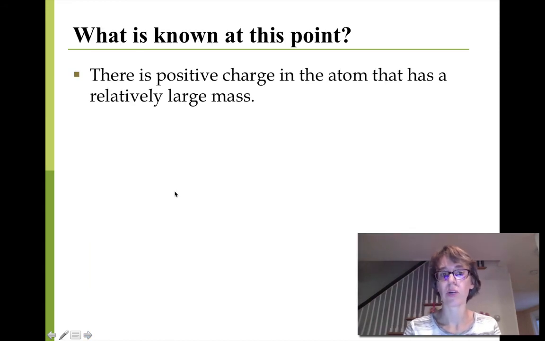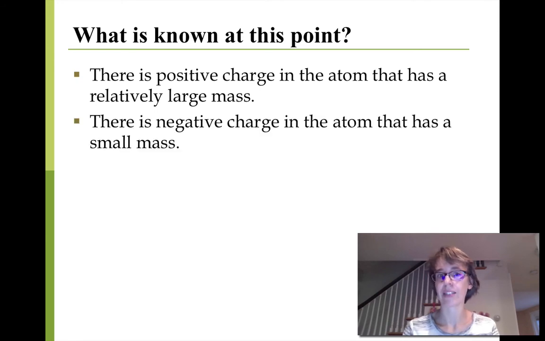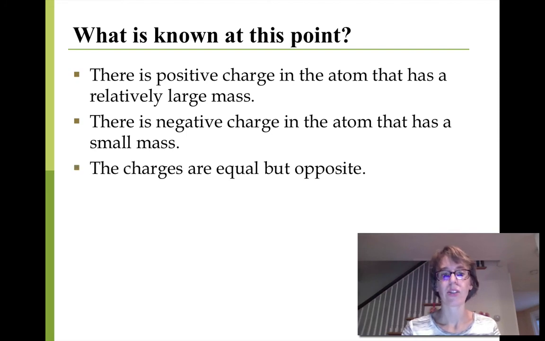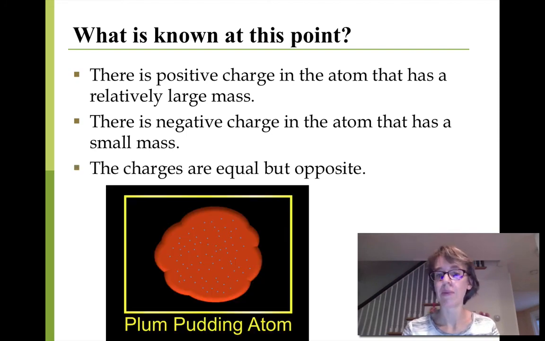So what's known at this point? We know that there's a positive charge in the atom and it's got a lot of mass. And then we know that there's a negative charge in the atom that has a much smaller mass. So those charges are equal but opposite, and this leads scientists to develop a model that's kind of proportional to the masses, that there's a whole lot of positively charged space and just a little bit of negatively charged space. This is sometimes called the plum pudding model or the chocolate chip cookie model, where the electrons are these small dots within the picture of the atom.